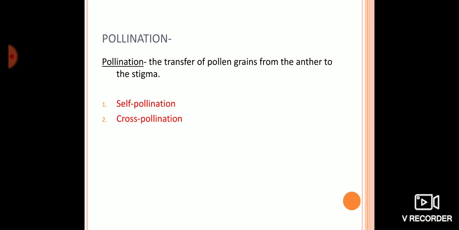To attract pollinators such as insects and birds, flowers may be brightly colored and have a specific fragrance, so that insects or birds are attracted toward the flowers, carry the pollen grains, and reach the stigma. So this is about pollination.